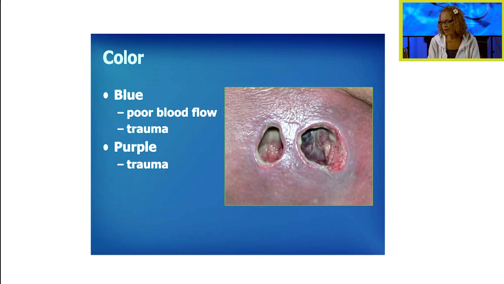Another color that we might see is a blue or a purple. And in both cases, what we would note would be that blue would tell us that there was poor blood flow, which could be resulting from a trauma. Purple could be from ecchymosis, from bruising, from a trauma as well.